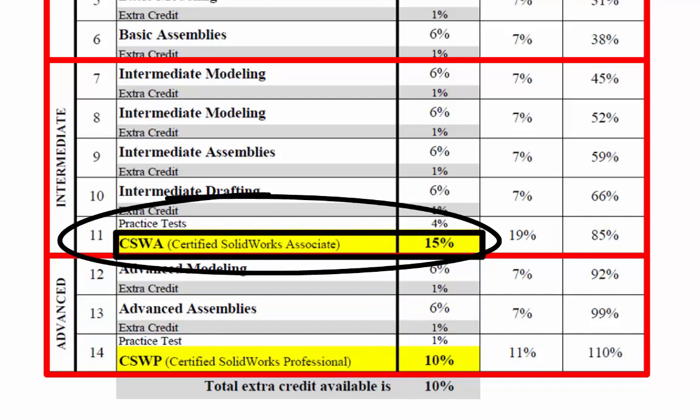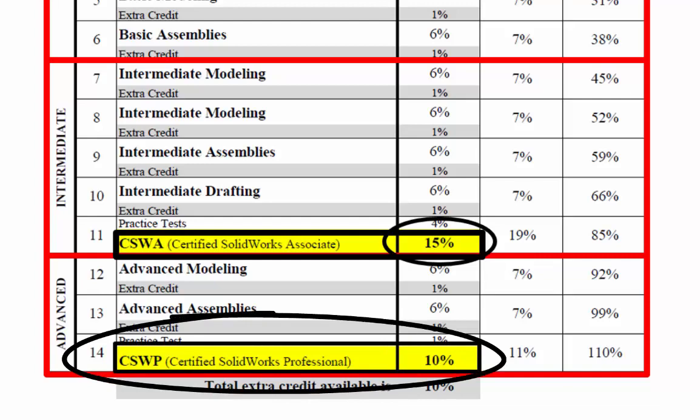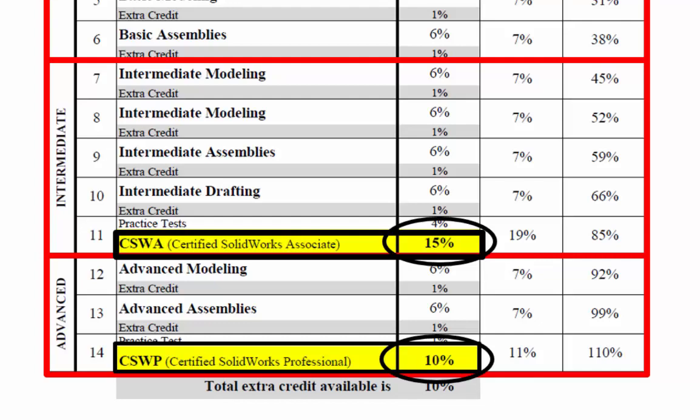Let me draw specific attention to Unit 11. This unit will give you the opportunity of proving your basic competency by taking the official Certified SOLIDWORKS Associate exam and having the chance to become CSWA certified. Your performance on this exam is worth up to 15% of your final grade. Unit 14 at the end of the semester will provide the exciting opportunity to take the official Certified SOLIDWORKS Professional exam, giving you the chance to become CSWP certified. This final exam is worth up to 10% of your final grade in the class.